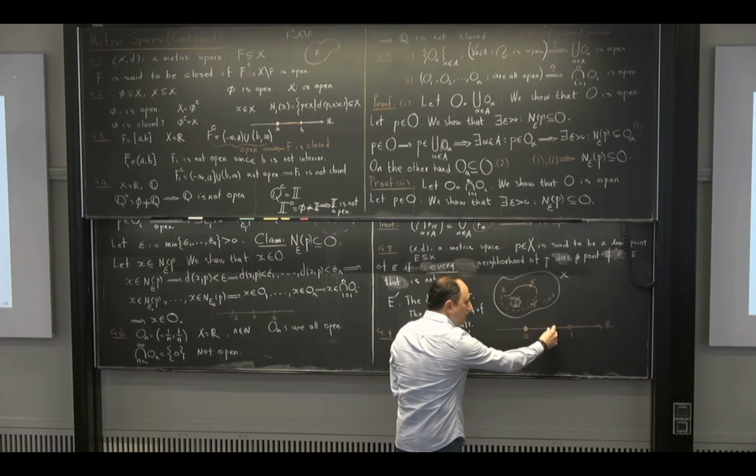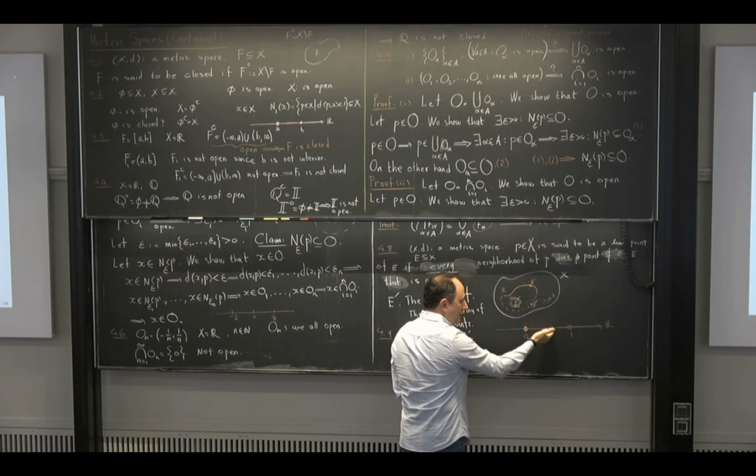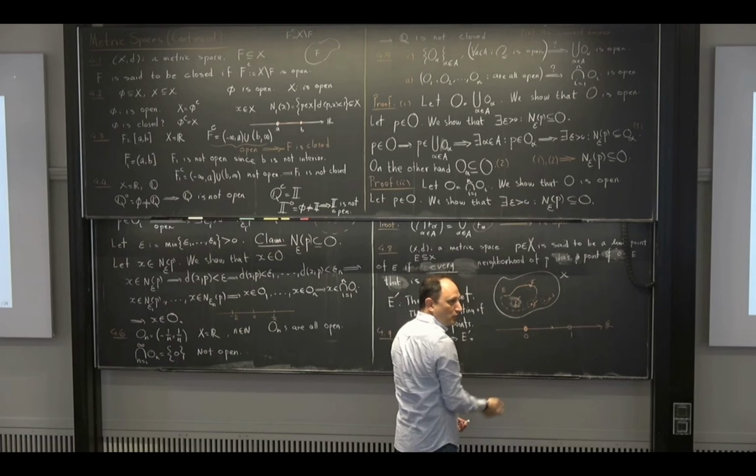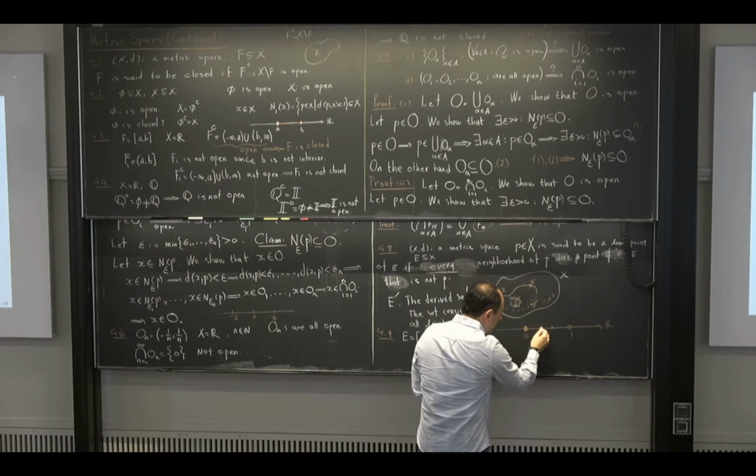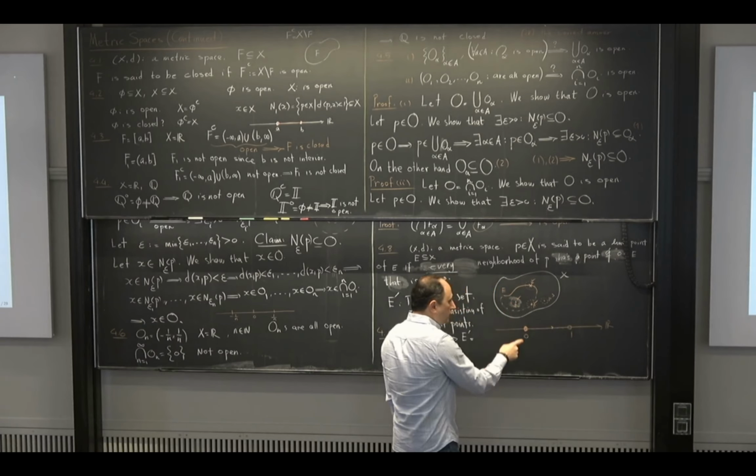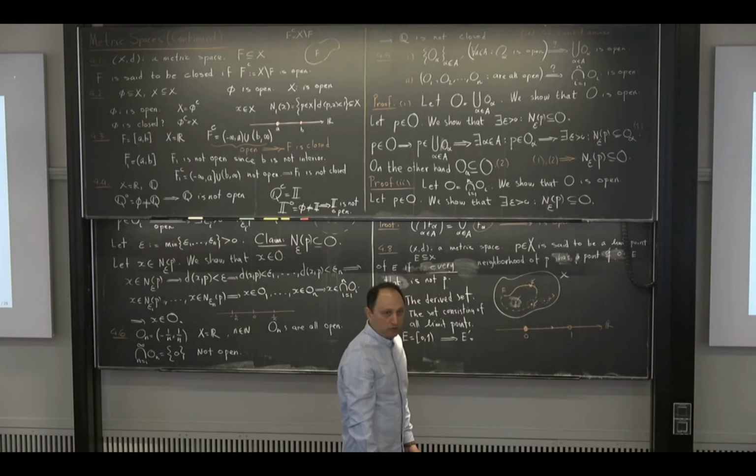Yes, because every neighborhood around that will contain a point from my set which is not the point itself. So every point here is a limit point. What do you think about this one? Is 0 a limit point?